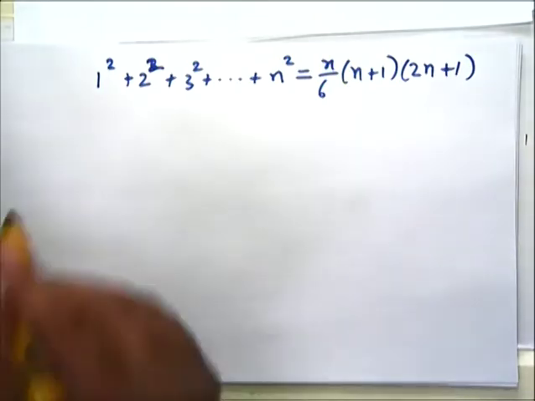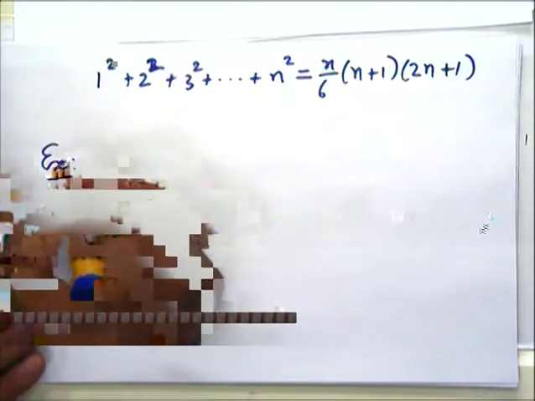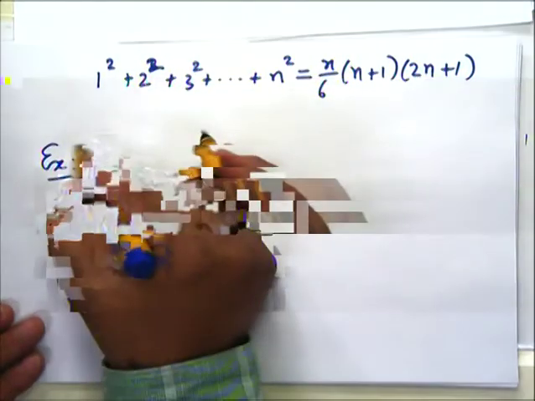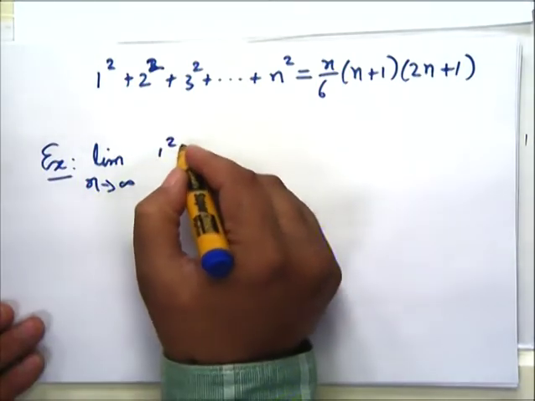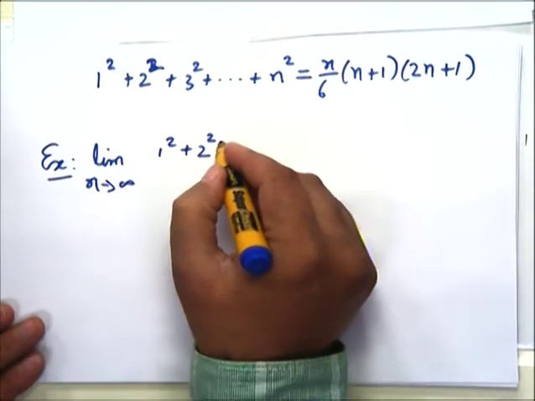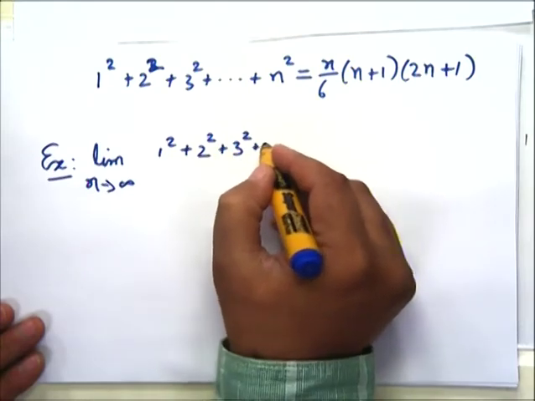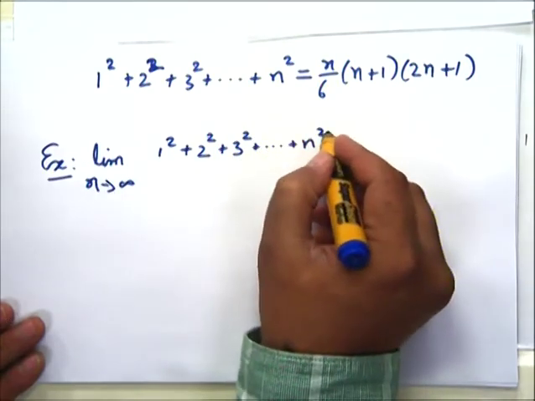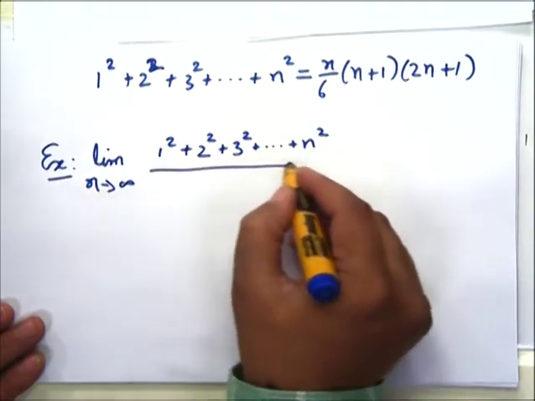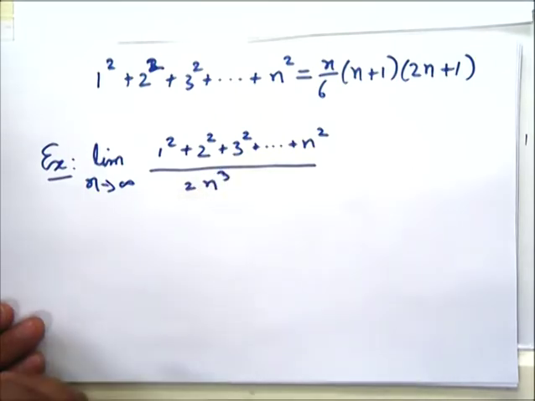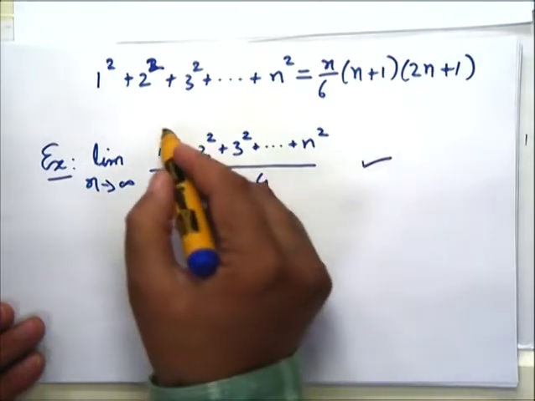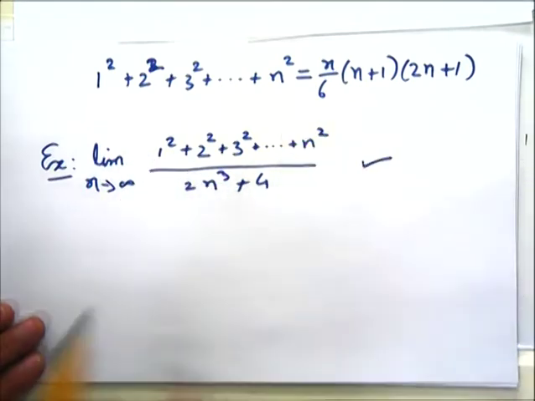So let us write some example. Let limit n tends to infinity, 1 square plus 2 square plus 3 square up to n square, upon 2n cube plus 4. So this is our example, and our sequence or series is this: 1 square plus 2 square up to n square.